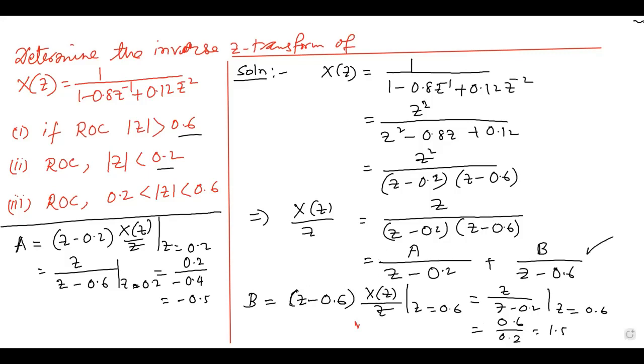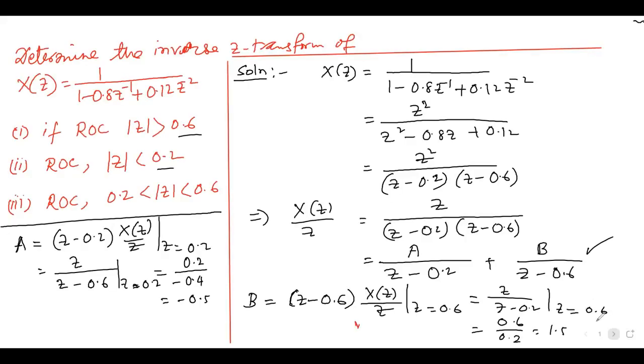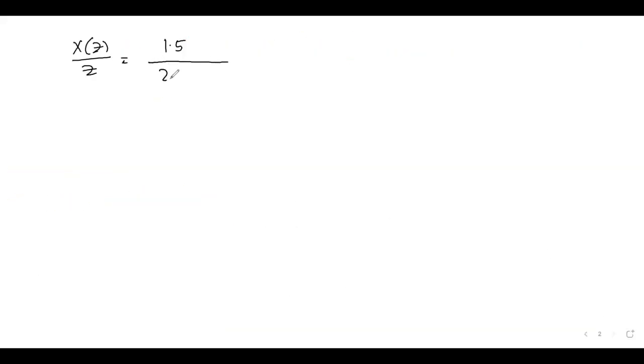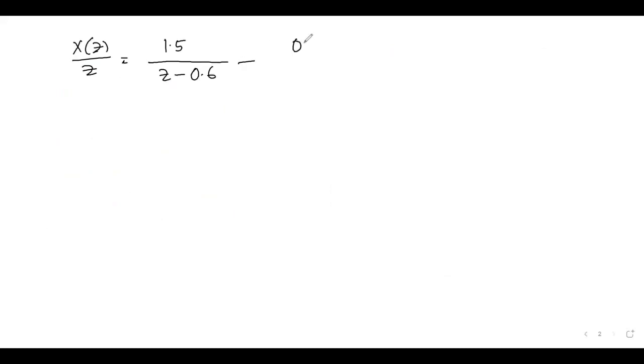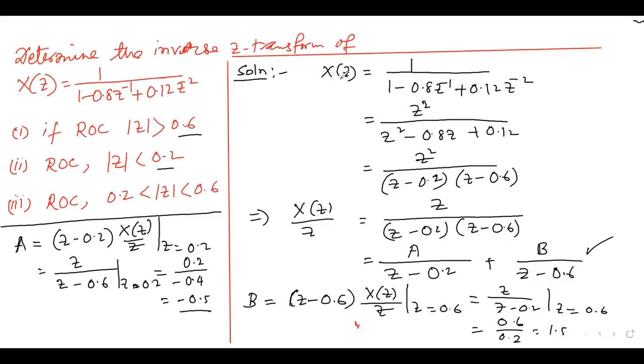Now X(z), please follow this problem. If you are able to understand this problem, then you will be able to solve all the problems. So X(z) by z: B is 1.5 by z minus 0.6, and A is minus 0.5, which means 0.5 by z minus 0.2. Putting the value of A and B, writing the positive term first, A is minus 0.5, and B is 1.5.